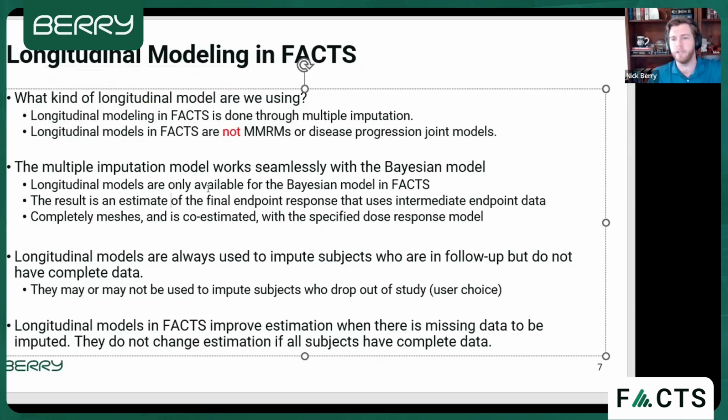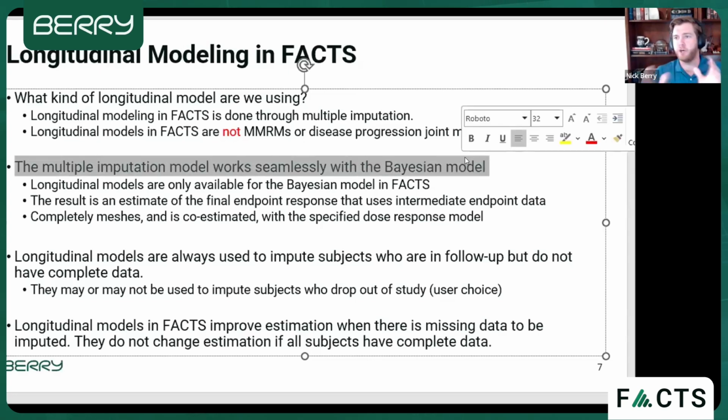Multiple imputation works seamlessly with the Bayesian model. The key to this is that when you're making decisions based on longitudinal data, it's done using the Bayesian model that's run in FACS, right? At every interim, at every final, you get one Bayesian model run in FACS, and that's what it does. It incorporates longitudinal data. It's integrating over likely values of final responses for subjects who have not yet observed their final response. So the multiple imputation is paired with the Bayesian model inextricably. It can't be separated. They work together.